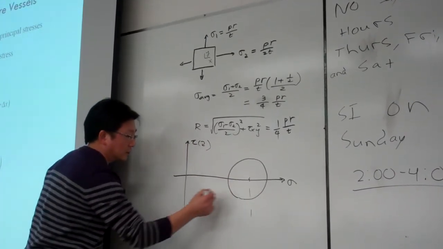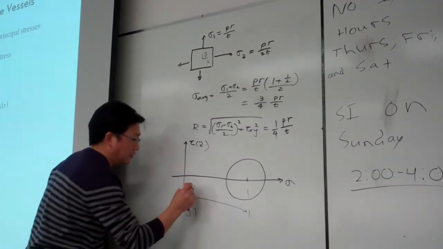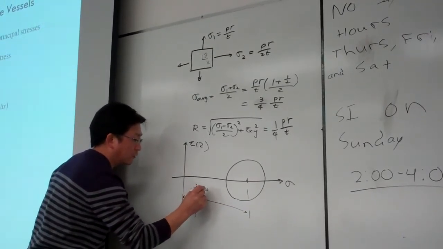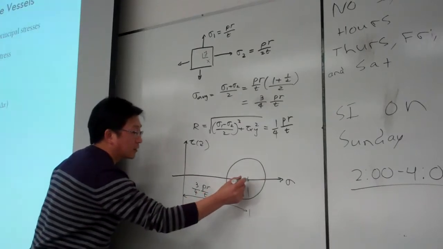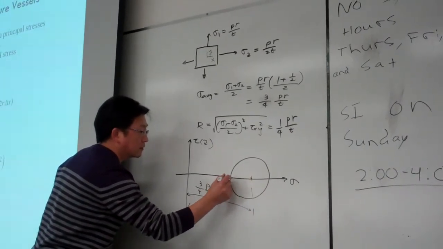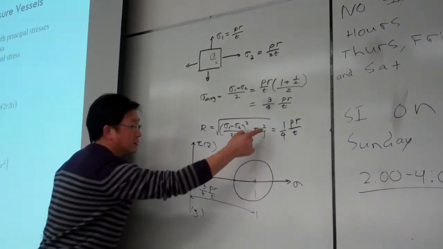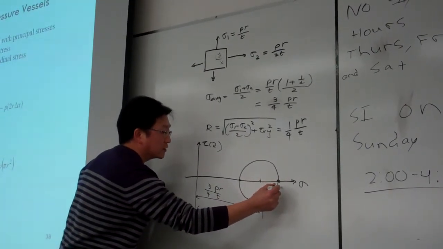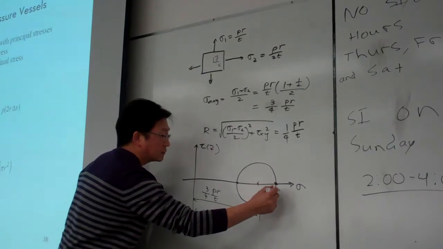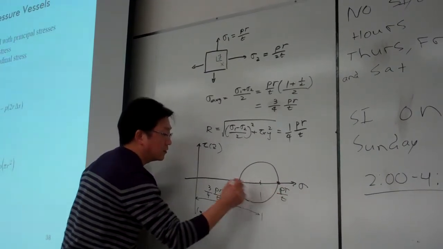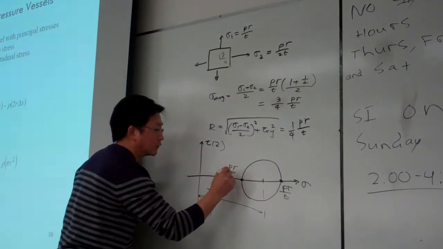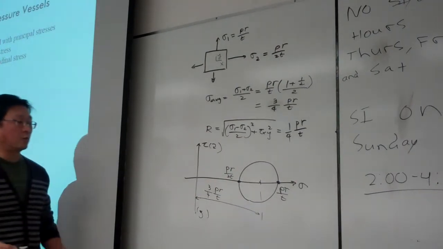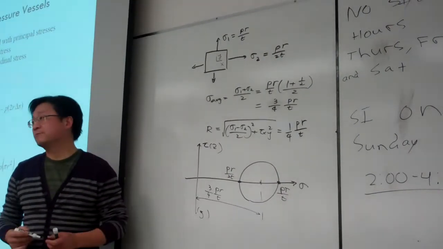So from here to here is 3/4 PR over T, and the radius is 1/4. So here we can see the maximum. This is PR over T. So here is PR over 2T. Okay, so one is maximum, one is minimum.